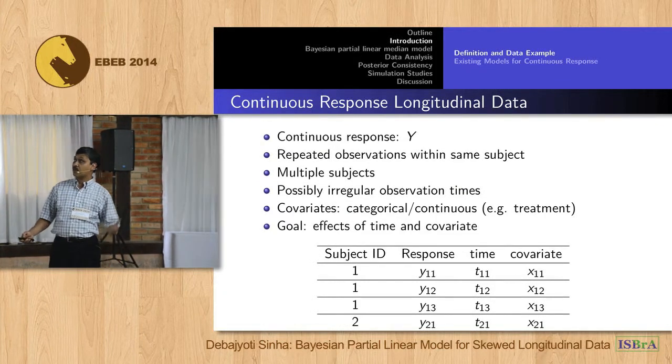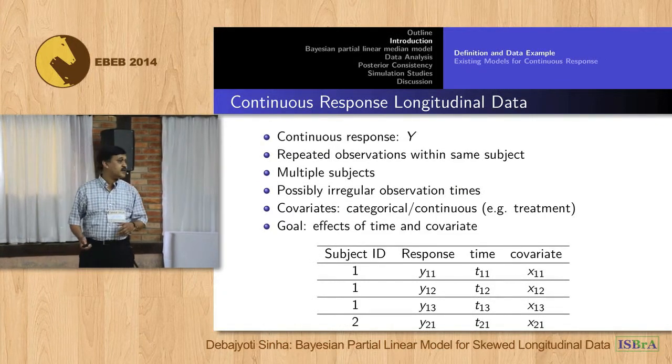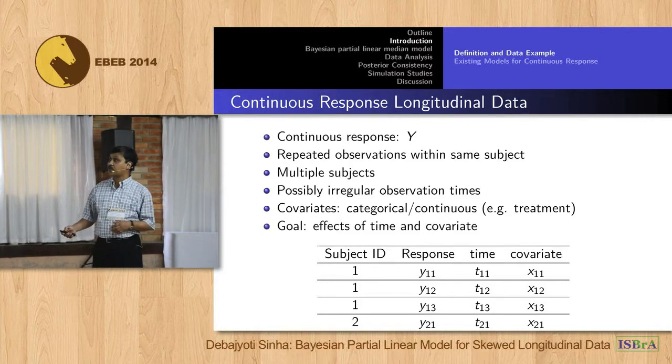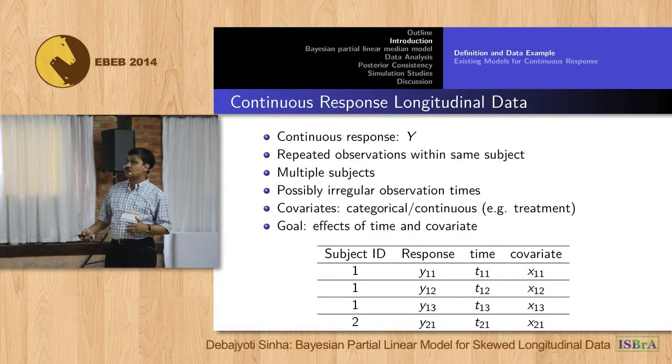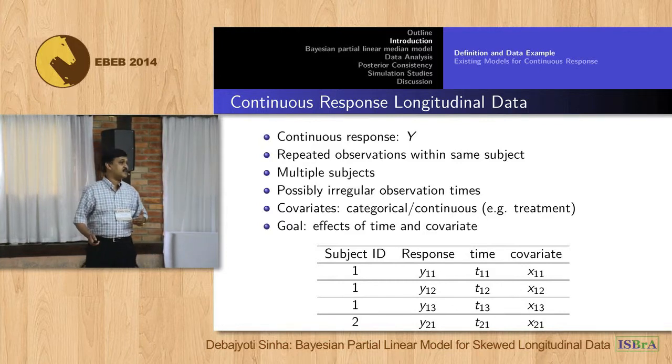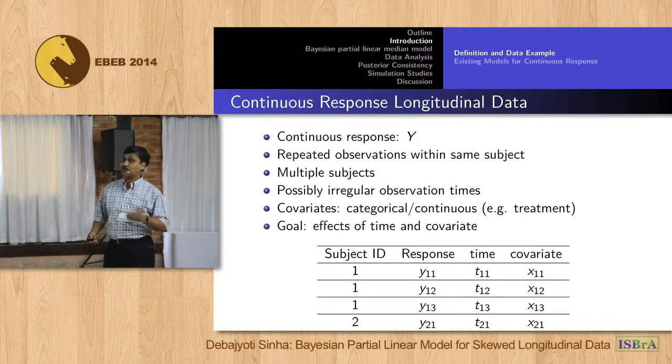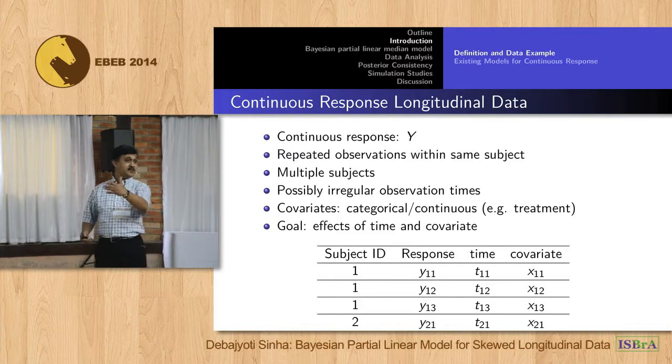Okay, so what is longitudinal data, and what kind of longitudinal data are we talking about? Here we are dealing with a continuous response, but we measure it over time, with repeated observations within the same subject, and you have multiple subjects. The main feature of this kind of problem is that we have possibly irregular observation times, so not everybody is observed at the same time, and they may not have the same number of observations either. We have covariates, categorical and continuous, and the goal is to find the effects of time and covariates.